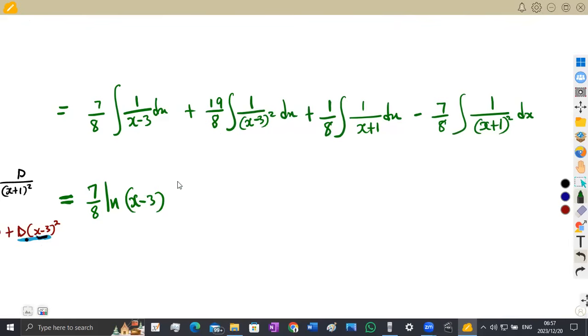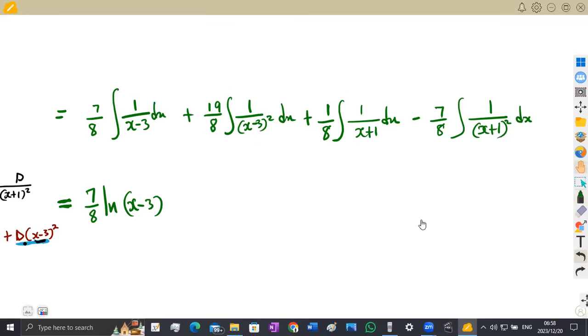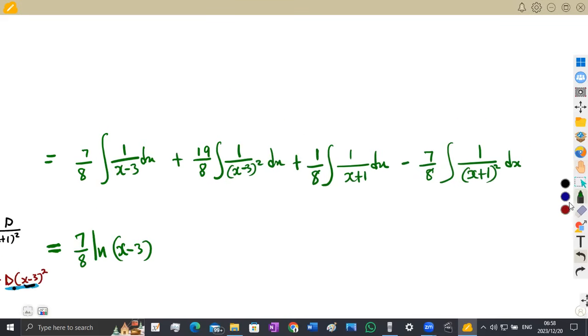But now here it is going to be something else because we are given x minus 3 squared. It's no longer a linear expression. So how do I integrate this? I was supposed to use substitution. Remember from your substitution method, the integral of 1 over x minus 3 squared can be written as 1 over u squared.